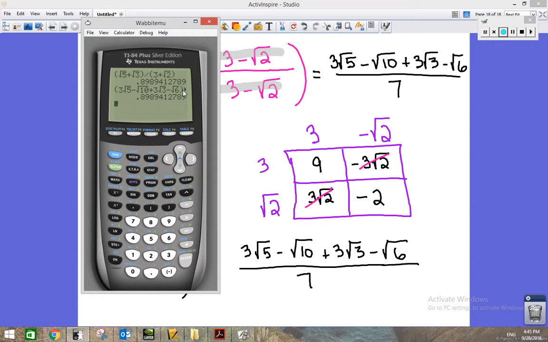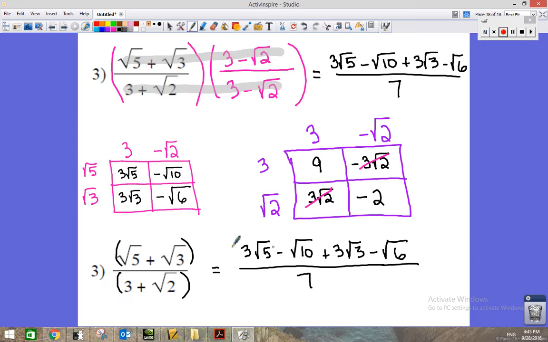Same decimal number. So I believe that this is the correct answer. Alright, so let's move on to the next problem.